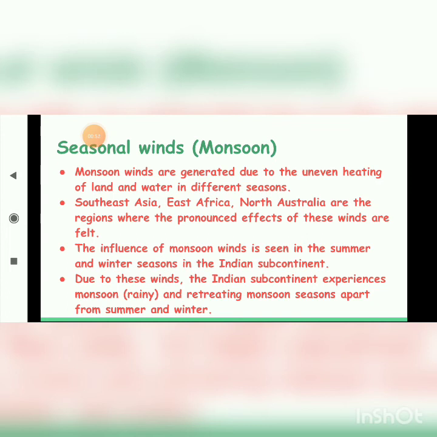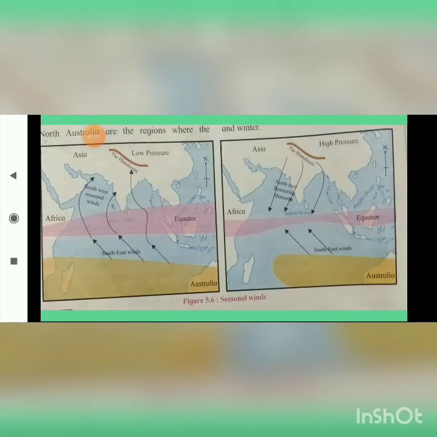In which seasons do we see it? In summer and winter seasons. Due to these winds, the Indian subcontinent experiences monsoon, that is rainy, and retreating monsoon seasons apart from summer and winter. Here students, you can see the diagram of seasonal winds. You can also see retreating monsoon.